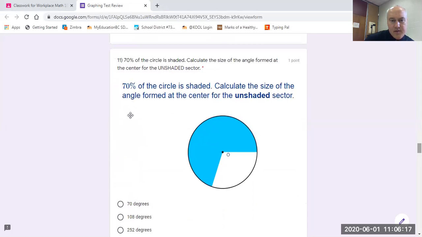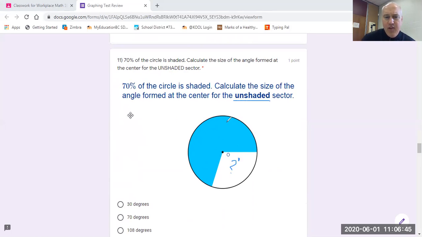So let's take a look at this. Now this is looking at a pie chart and thinking about the percentage or the degrees that is represented by a particular shaded or unshaded portion. So it says here 70% of the circle is shaded blue in this case. Calculate the size of the angle formed at the center for the unshaded sector. So the key here is that we're looking at the unshaded. So what we want to know is the degree of this section here.